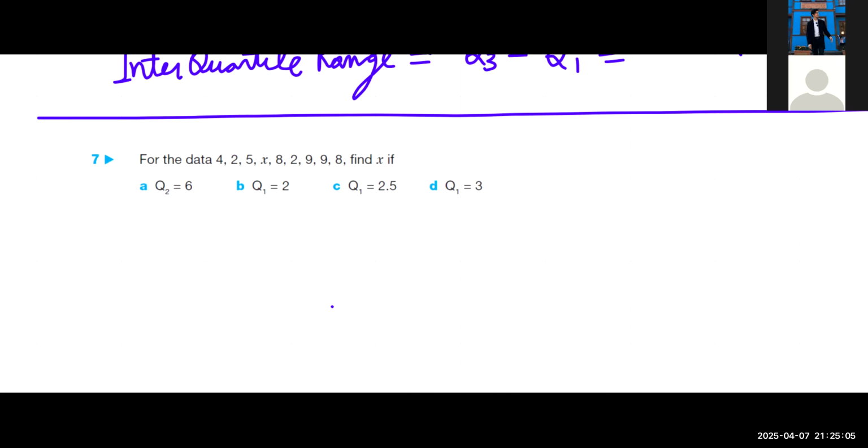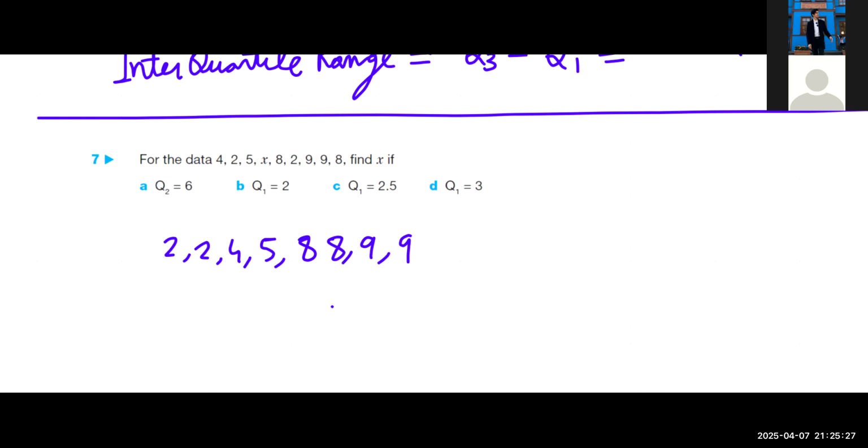So you got 2, 2, and then we have 4, and then we have 5, and then we have 8, no, we have 2 8s, and then we have 9 and 9. And where is x going to go is the question, right? So we need to plug in an x over here somehow.